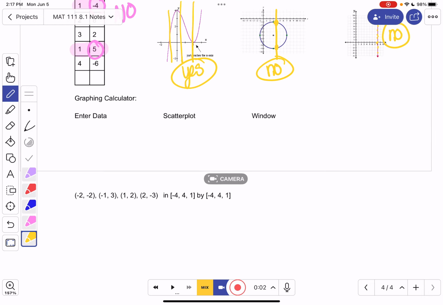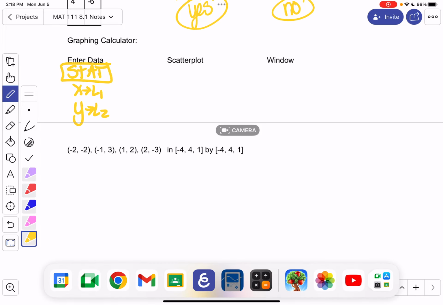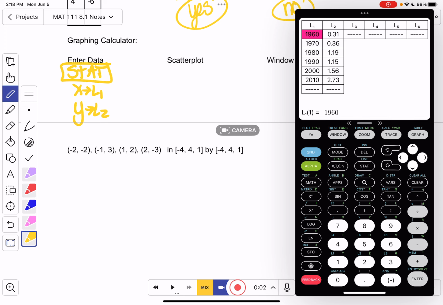All right, we're going to learn how to use our graphing calculator to enter a scatter plot. So when you're entering a list of points, you're going to hit the stat button, put the X values in L1 and the Y values in L2. So in my calculator here, stat is a couple over from the alpha, hit enter to go into your list, and then we're just going to type X values and Y values in here.